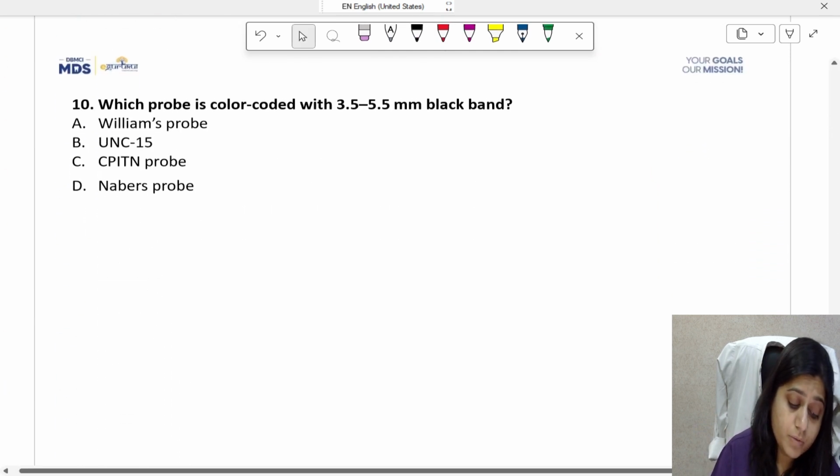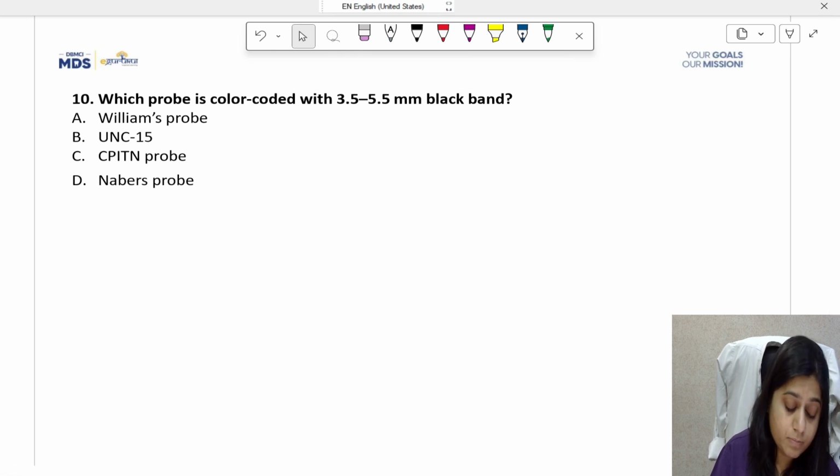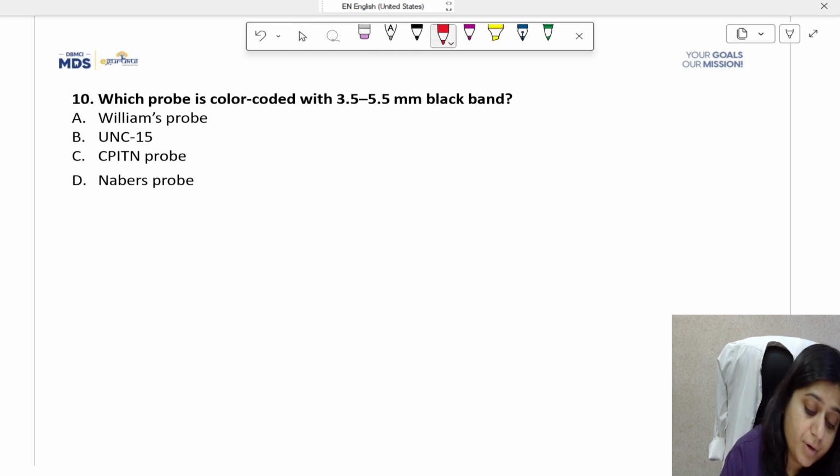Okay. Now the next question, which probe is color coded at 3.5 and 5.5 millimeter black band? Options are A, Williams probe, B, UNC 15 probe, C, CPITN probe, and D, Nabers probe. The answer to this question is CPITN probe. The CPITN E probe is coded at 3.5, 5.5. So the answer is option C, which is CPITN probe.